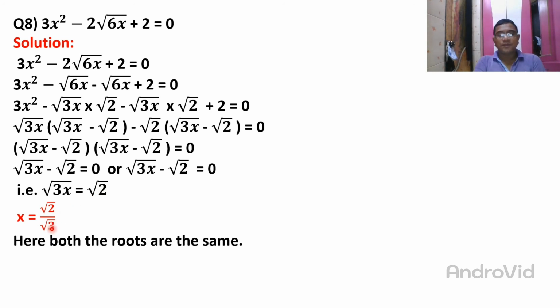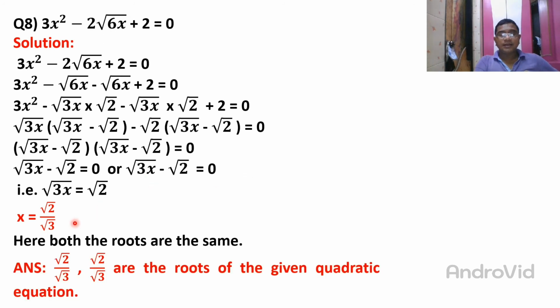Anyone have doubts? Here both the roots are the same. Root 2 upon root 3. Do you understand or not? See, root 3x minus root 2 is equal to 0. So this minus root 2 goes across, plus root 2. So root 3x is equal to root 2. Root 3 is multiplied, goes across, divide. So root 2 upon root 3 is the answer. Here also the same condition. Minus root 2 goes across, then this root 3 is multiplied, goes across, divide. So root 2 upon root 3. Both roots are the same.